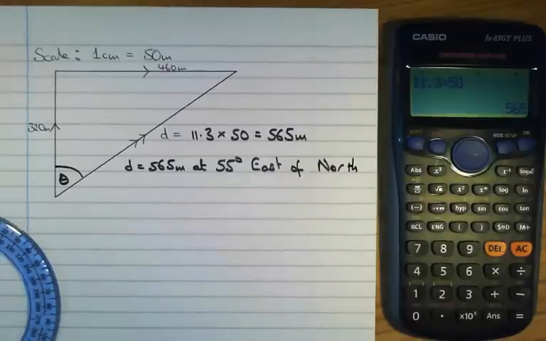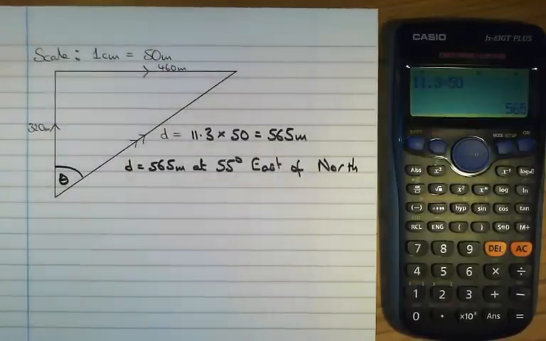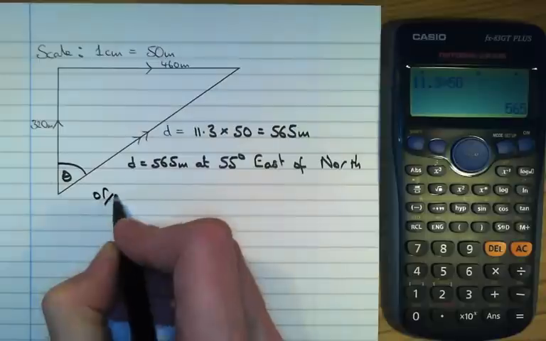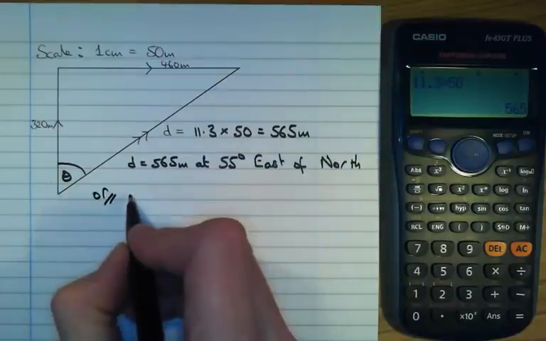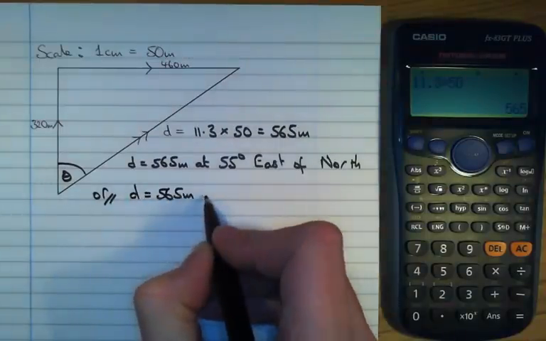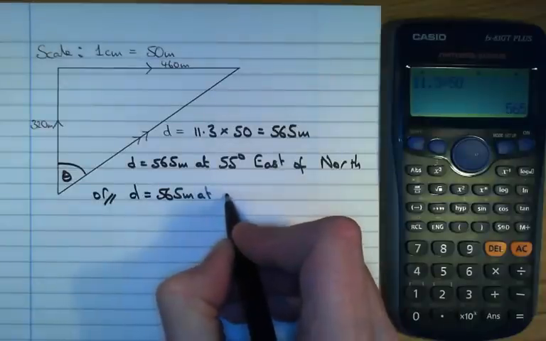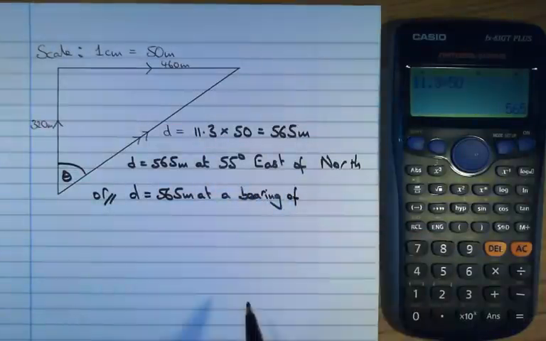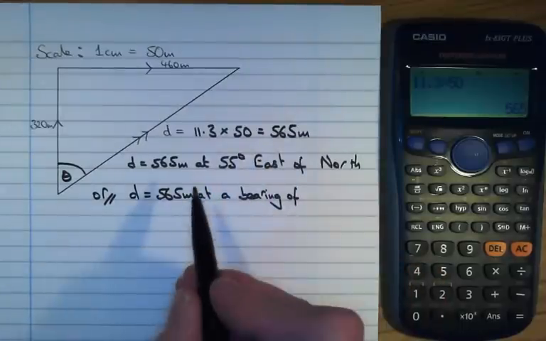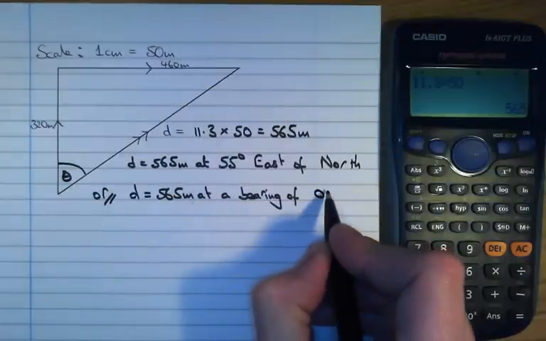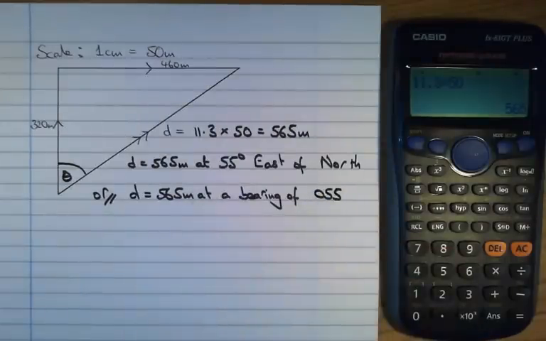Now if you've been told to write your angles as a bearing, we can write it that way as well: D would be equal to 565 meters at a bearing of, and remember we don't write degrees if we're writing this as a bearing, and we need three numbers, so we couldn't just write 5, 5, we would need to write a bearing of 0, 5, 5.